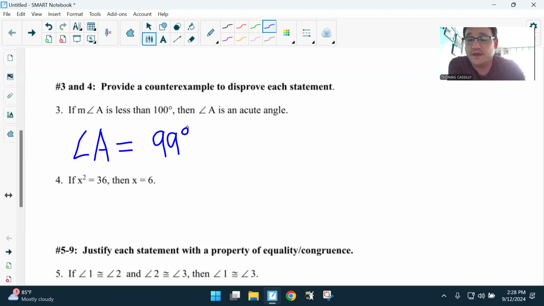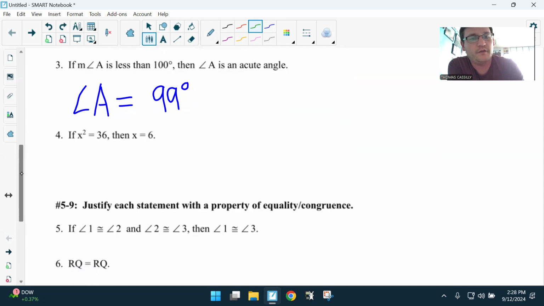All right, so with that counterexample, the first part remains true. A is less than 100 degrees. That's true. 99 is definitely less than 100. However, 99 is not an acute angle. Remember, acute angles are anything less than 90. So whenever we're providing counterexamples, try to keep that first part true, but you want to make the second part false.